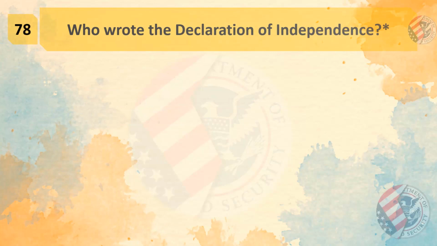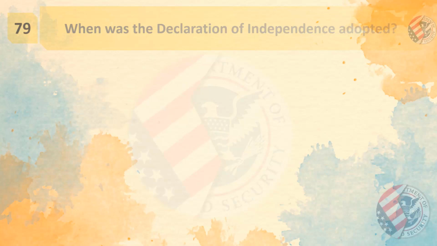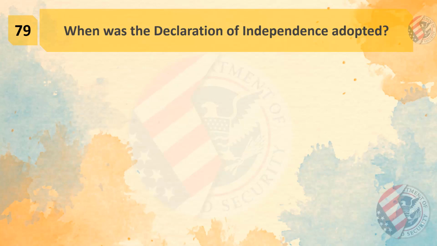Who wrote the Declaration of Independence? Thomas Jefferson. When was the Declaration of Independence adopted? 4th, 1776.